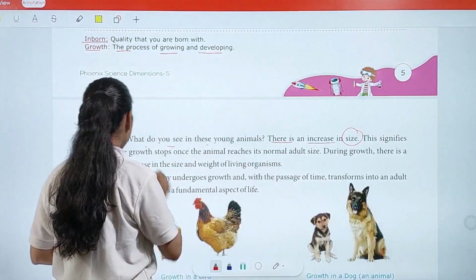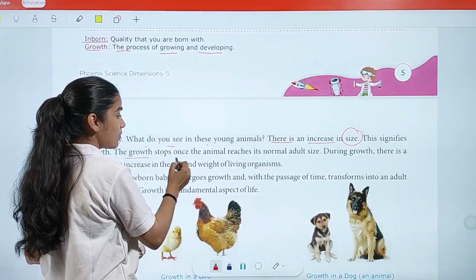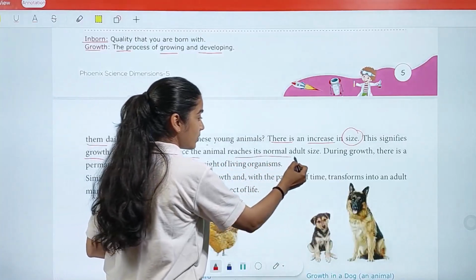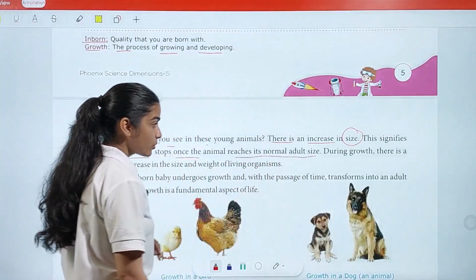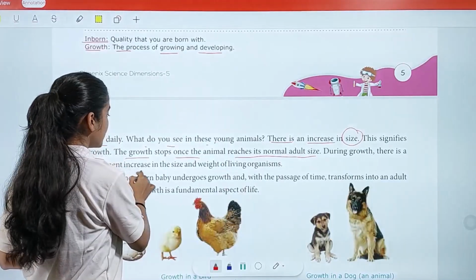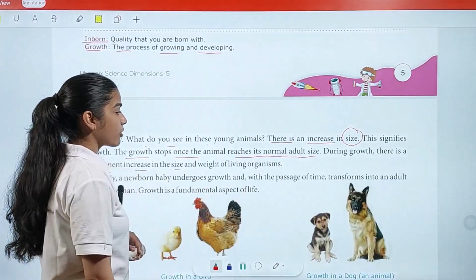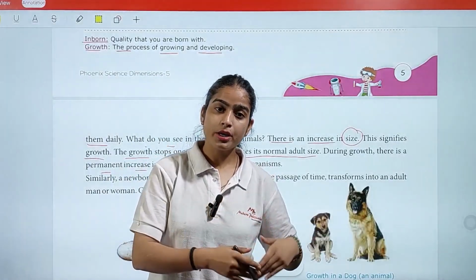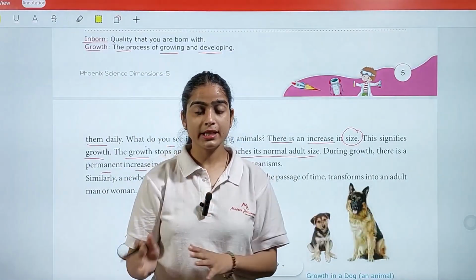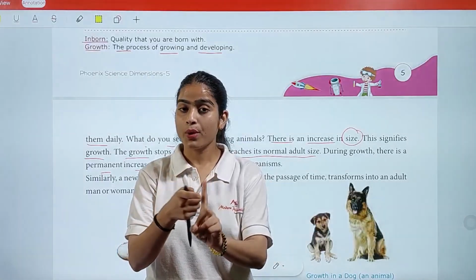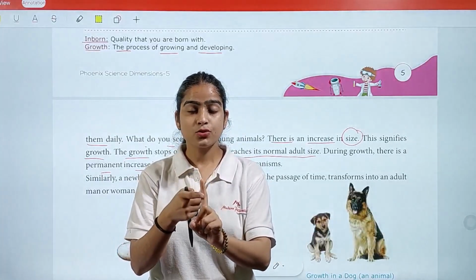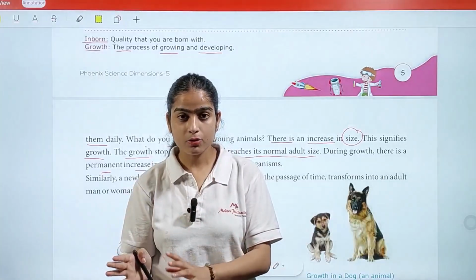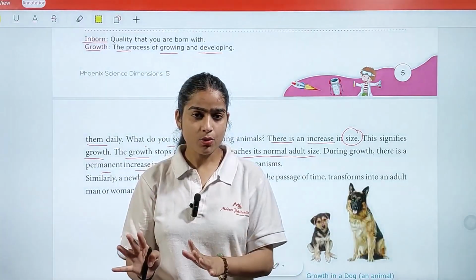This signifies the growth. The growth stops once the animal reaches its normal adult size. During growth, there is a permanent increase in the size and the weight of a living organism. So when we say a living thing is going through its growth process, it means their size and their weight increase. These are the two things which help us to conclude whether it is growing or not.